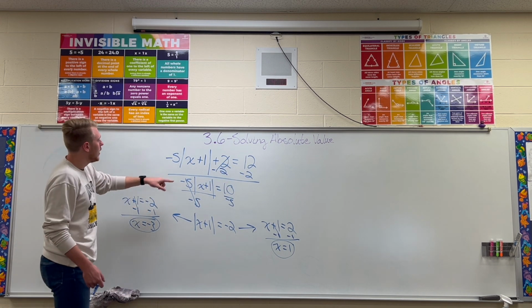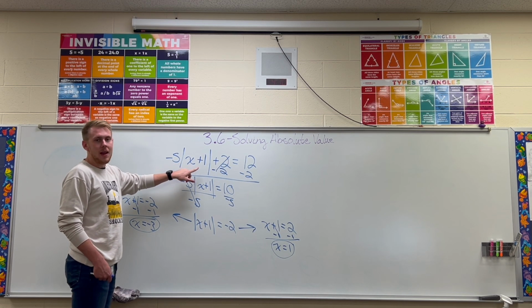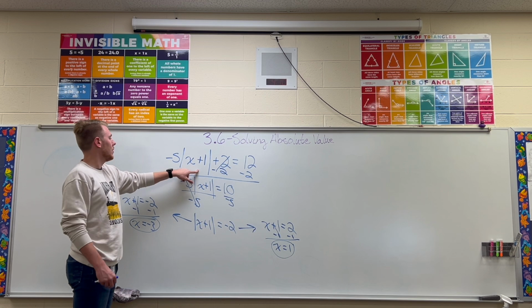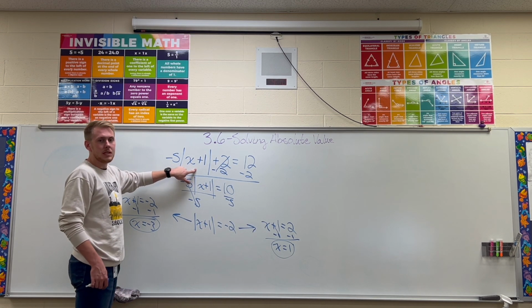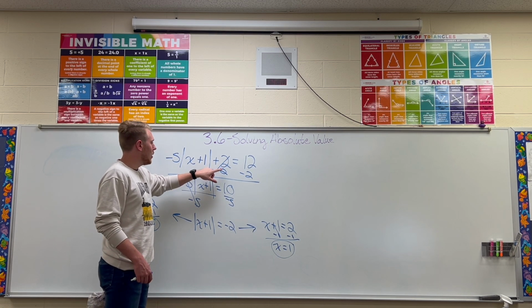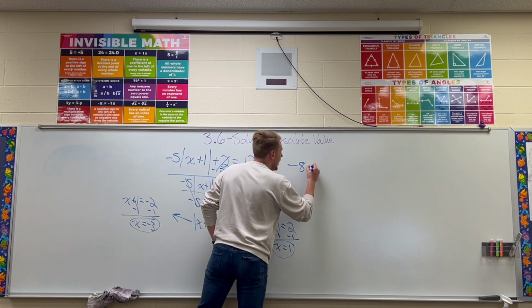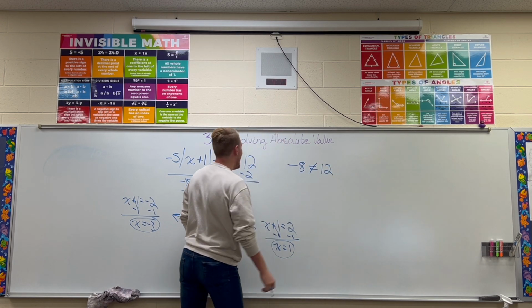Negative 3. Negative 3 plus 1 is negative 2. The absolute value of negative 2 is positive 2. So negative 5 times positive 2 is negative 10. Negative 10 plus 2 is negative 8. We got negative 8 again. But negative 8 does not equal positive 12.